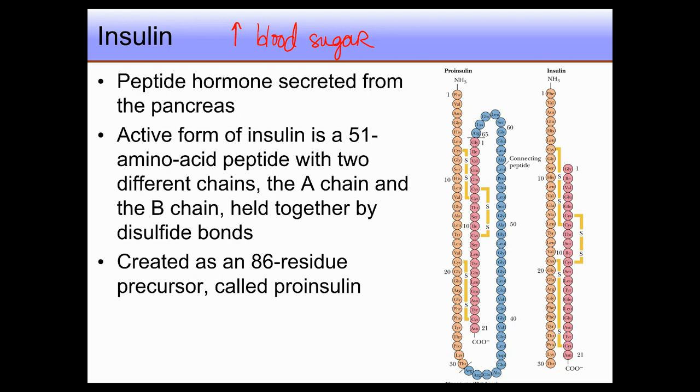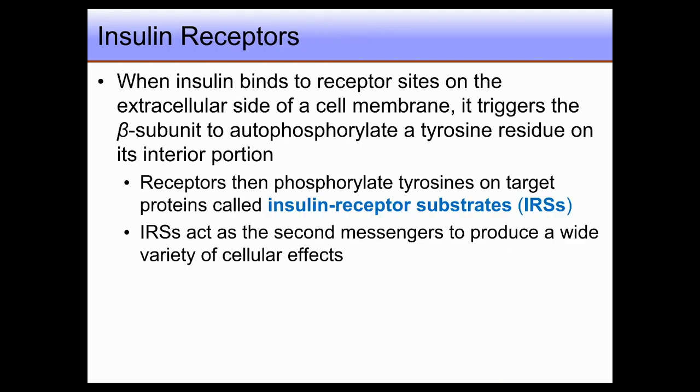And so let's talk about what insulin's going to do. It's going to bind to a receptor site on the cell membrane, and it's going to trigger a beta subunit to phosphorylate a tyrosine residue on the interior portion. Okay, and then once the receptor is phosphorylated, it will target proteins called insulin receptor substrates. And those guys are the secondary messengers. So this is a slightly, or not slightly different, it is a different signaling mechanism.